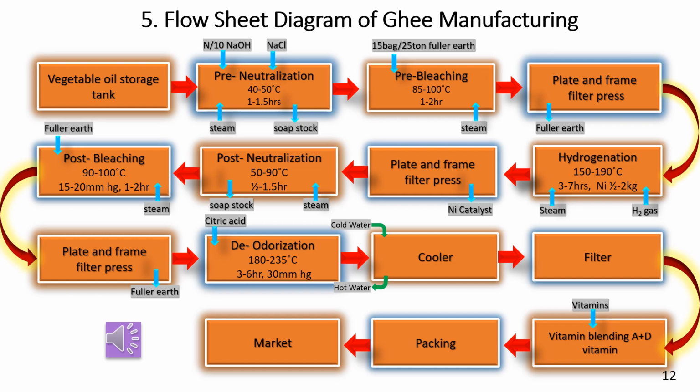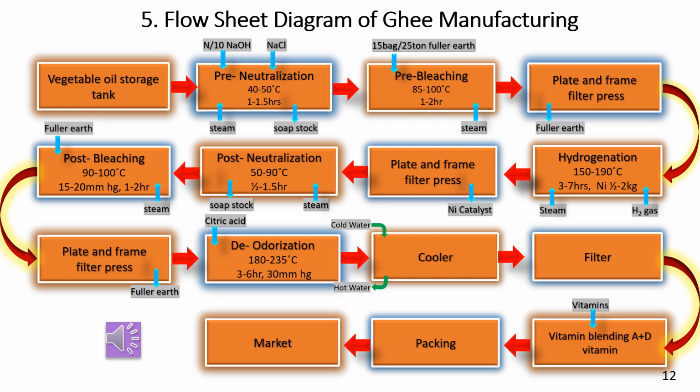Then we move to our plate and frame filter press. Here we filter our sample and remove the nickel catalyst. Then we move to the post neutralization chamber. We will provide steam to our sample. This process will take about 50 to 90 degrees centigrade of temperature and half to 1.5 hours. We will obtain soap stock as our byproduct.